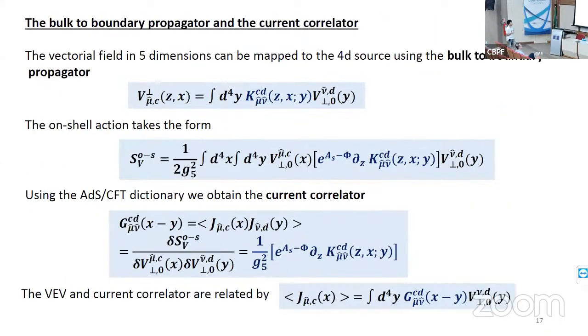And we can also define the bulk to boundary propagator that relates the field in 5 dimensions to the source in 4 dimensions. So this is the bulk to boundary operator. This is useful in order to rewrite the on-shell action in terms of the sources, and then to identify the current correlator. Basically, the current correlator will be associated with this kernel. So this is the holographic dictionary that you get for the current correlator in terms of this bulk to boundary propagator. And it's consistent with linear response theory.